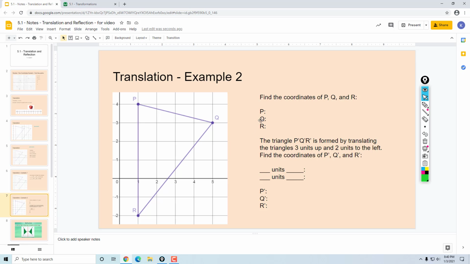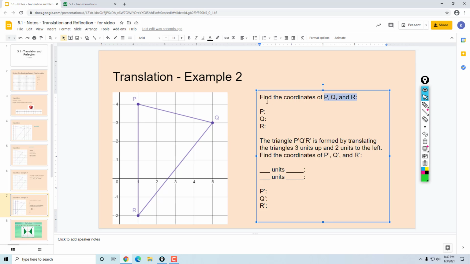Example 2. First, we'll find the coordinates of PQR. P has to be 1, 4, because 1 right here and 4 right here. Q must be 5, 3. And R must be 1, negative 2. So we have 1, 4, 5, 3. X is 5, y is 3. The last one, x is 1, y is negative 2.